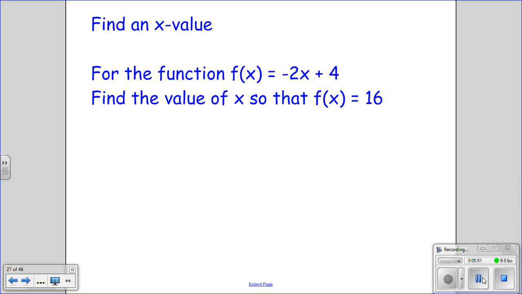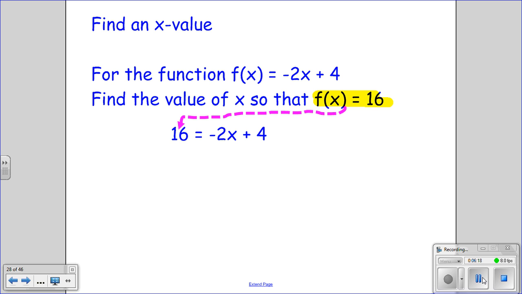Let's find an x value. We're going to be given a function such as f of x equals negative 2x plus 4, but we have to find what x is when the f of x equals 16. What they're really telling you is what y is equal to. They're saying y is equal to 16. Find out what the x was in order to come up with that 16. So we're going to start out by putting the 16 in where f of x would have been, equal to the negative 2x plus 4.